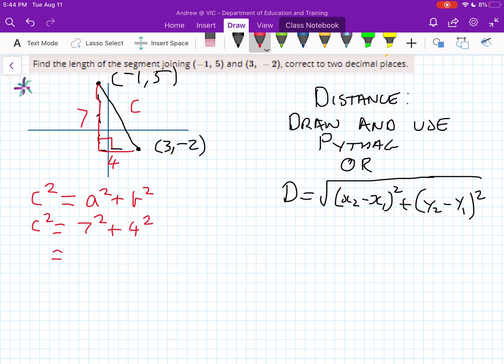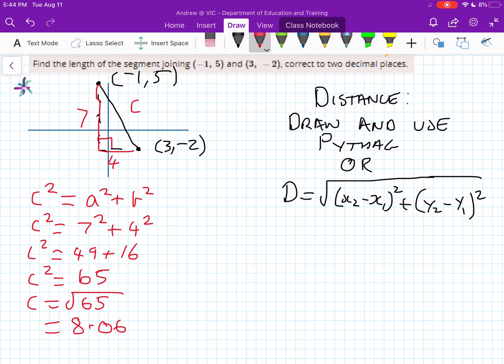This gives us 49 plus 16, so c squared is going to equal 65. But remember, we need to find our side length, not our side length squared. So make sure you do this final step of finding c, which is the square root of 65. If it asks for an exact value, we'll leave it as that, but it says correct to 2 decimal places. So you'll put this into your calculator, and you'd work this out to hopefully be 8.06. That would be the distance.